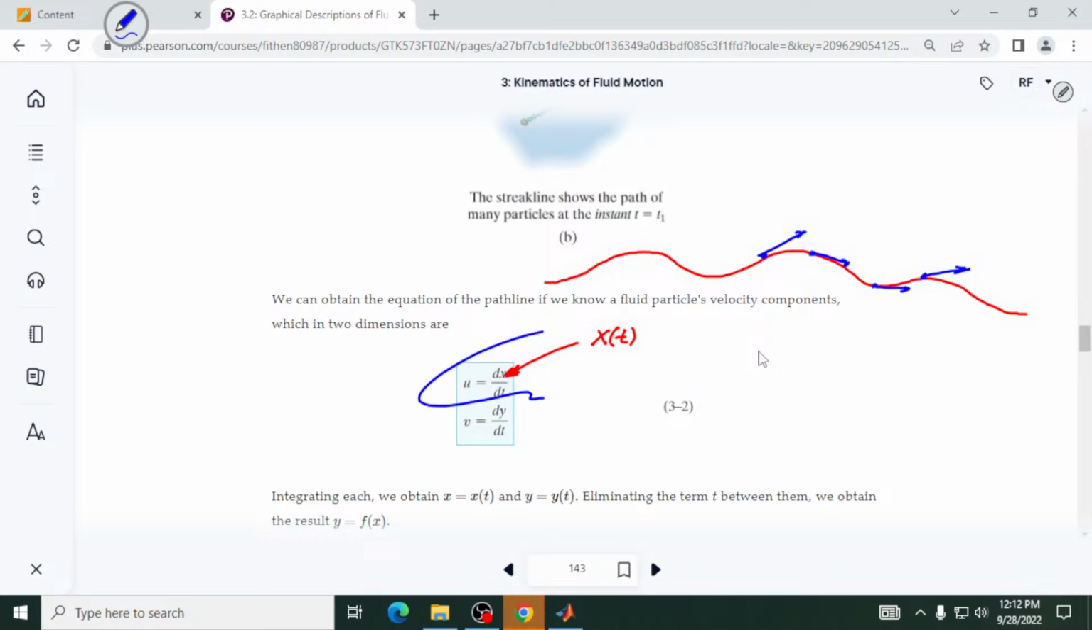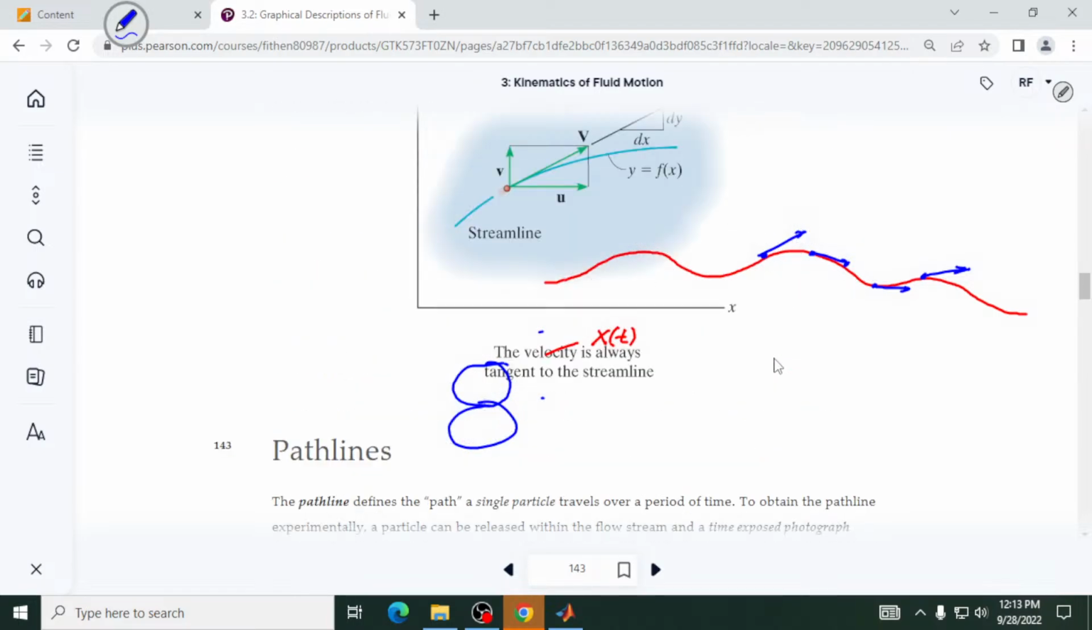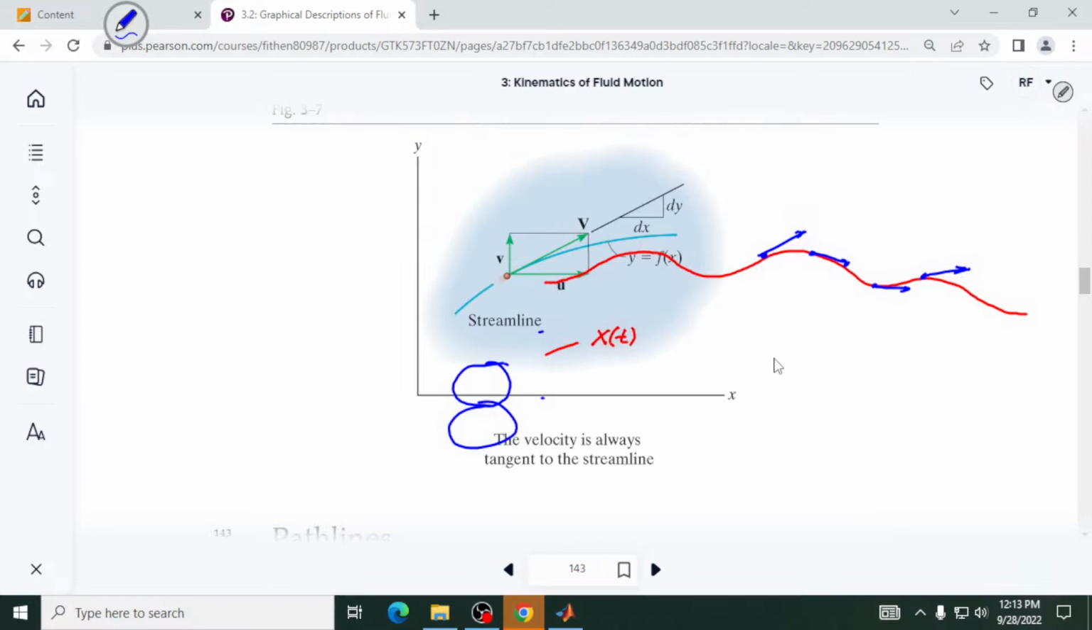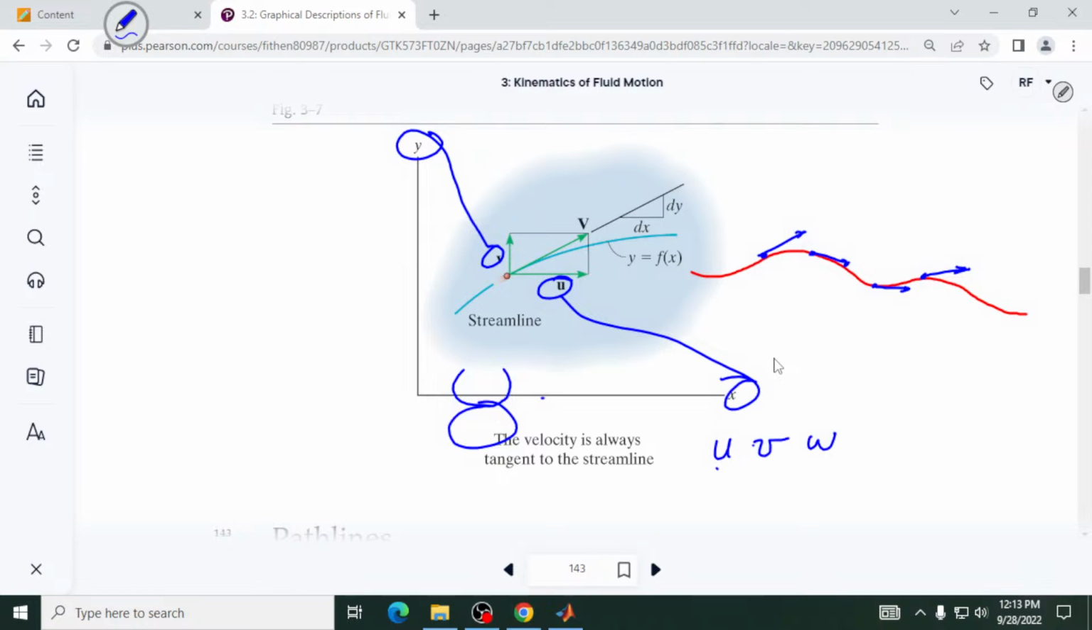So that's what this is showing, and it will have an x component. The velocity will have an x component, and it will have a y component, just like what's shown in his drawing up here. You're seeing the x component here of the velocity and the y component here. Usually it's listed as u, v, and w in the x direction, y direction, and the z direction.